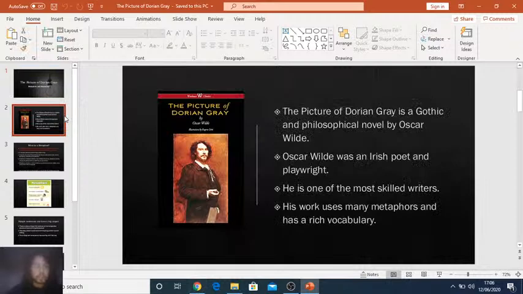So, to begin, The Picture of Dorian Gray is a Gothic and philosophical novel by Oscar Wilde. Oscar Wilde was an Irish poet and a playwright. He is one of the most skilled writers, so he's one of the best writers. So his work uses many metaphors and has a rich vocabulary.